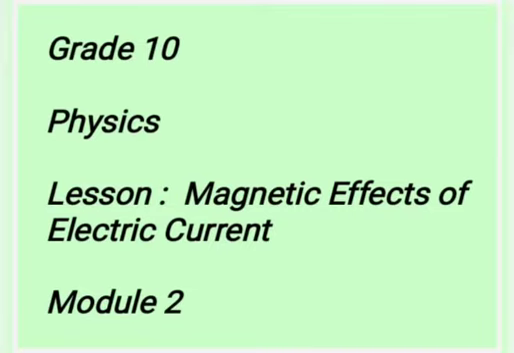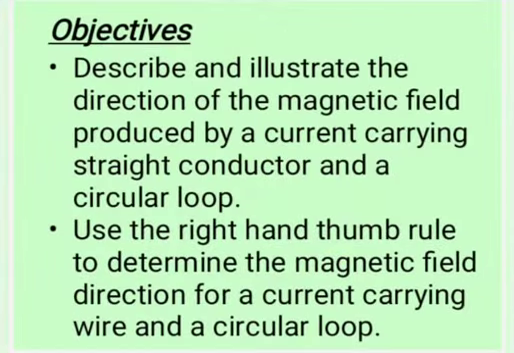In this module, we are going to discuss the direction of the magnetic field produced by a straight current carrying conductor and a circular loop, and also use the right hand thumb rule to determine the magnetic field direction for a current carrying wire and a circular loop. At the end of this module, you can understand the characteristics of the magnetic field produced by a current carrying straight conductor and a circular loop, and you will be able to use the right hand thumb rule to determine the magnetic field direction for both cases.